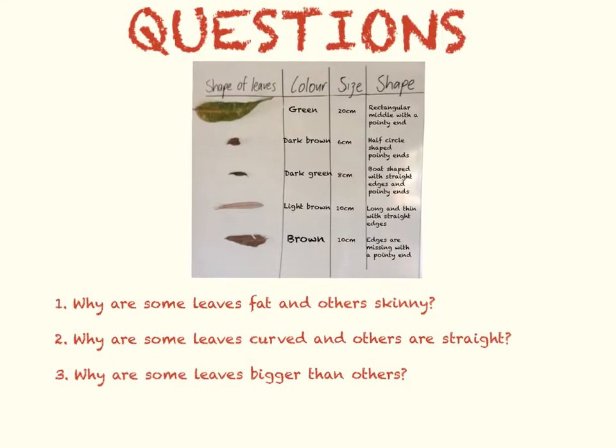Okay, these are questions to do with the information that we collected. Now, the first question says, why are some leaves fat and others skinny? The second question is, why are some leaves curved, like this one, and others are straight, like this one? And why are some leaves bigger than others? So why is this leaf bigger than this leaf or this leaf, do you think? Why are they not all the same size?